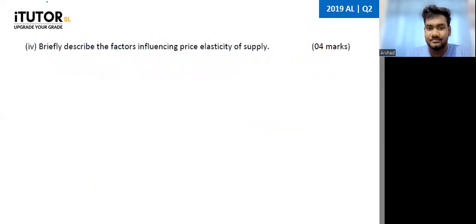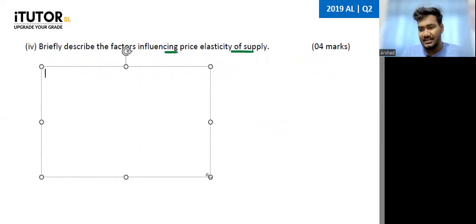Going to the next. Briefly describe the factors influencing price elasticity of supply. Okay, so we'll try to explain 4 factors. Yes, total surplus is also economic surplus, correct. Can you give me a few factors, guys? Now we did this, fast track people, we did this last week on what are the factors.